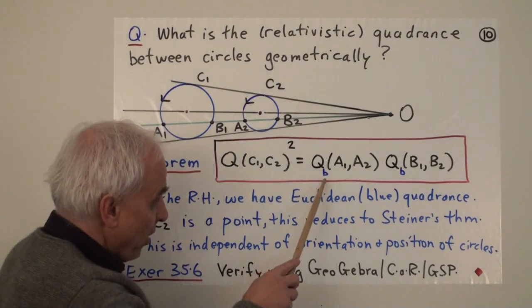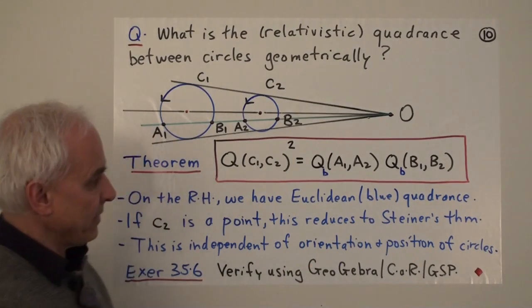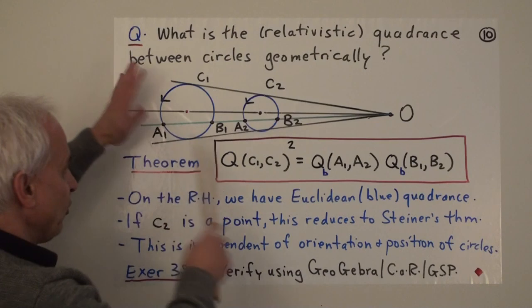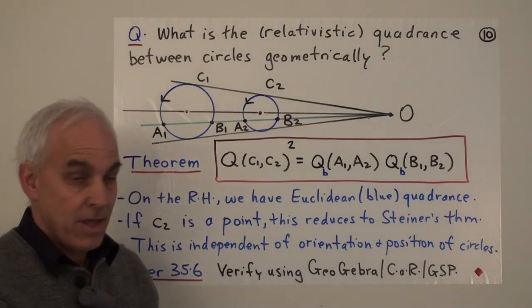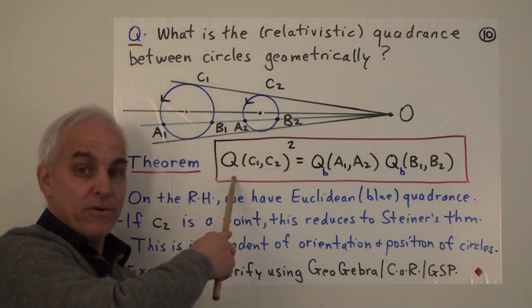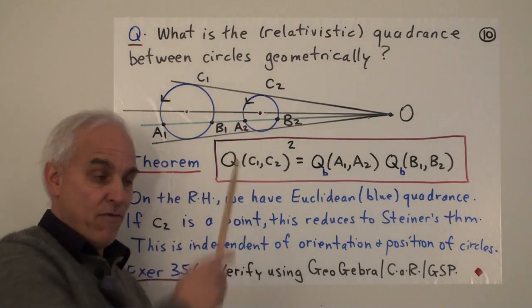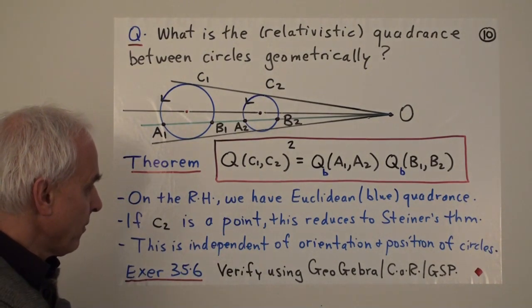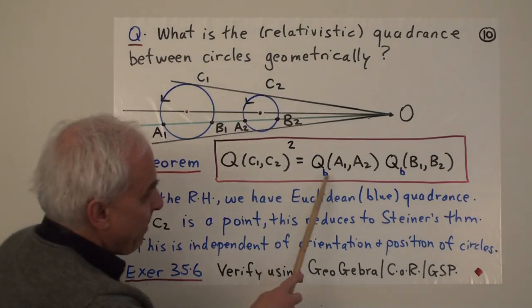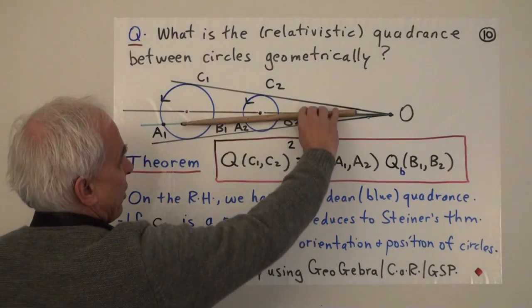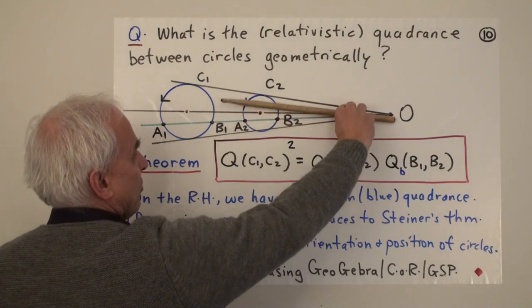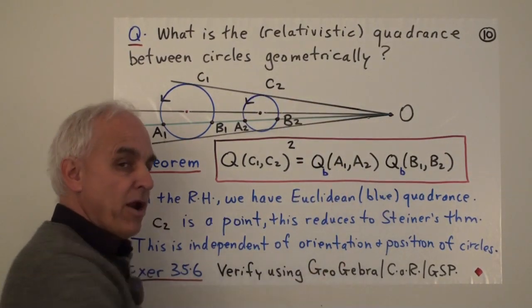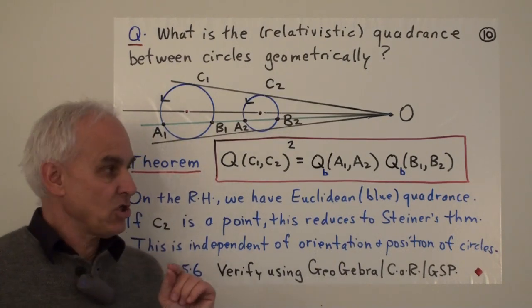The Euclidean quadrance here, I'm denoting it by little b just to remind us. This is the Euclidean blue quadrance in this two-dimensional situation. This is the relativistic quadrance between the two circles, involving the minus sign. And this is independent of where these points are. So you move this around, then these points move, but this product of quadrances doesn't change.